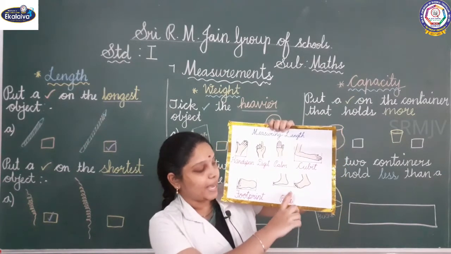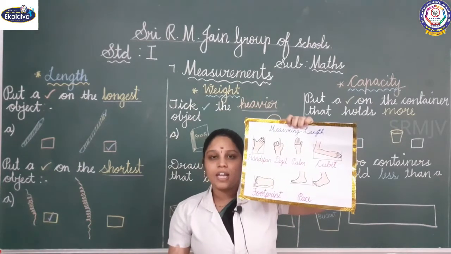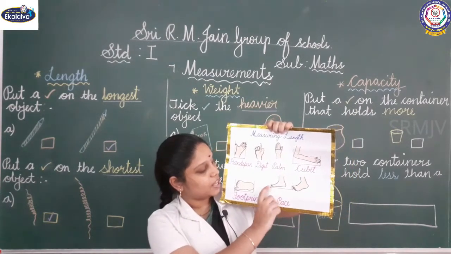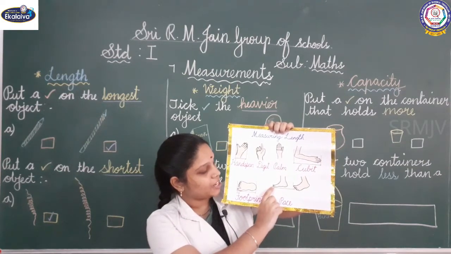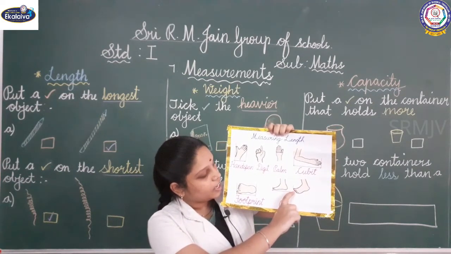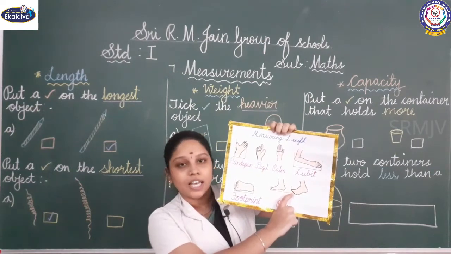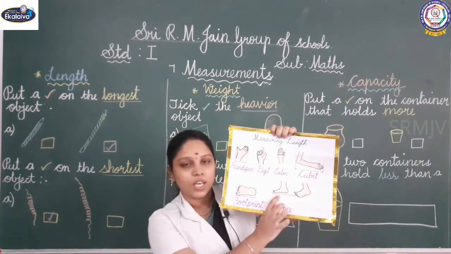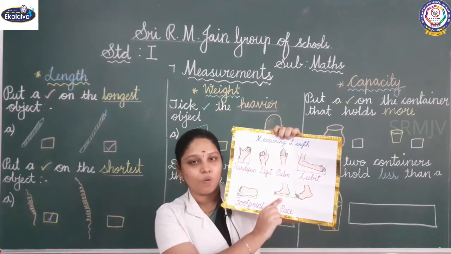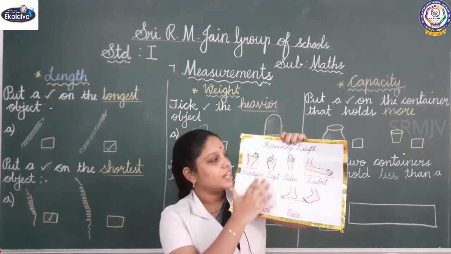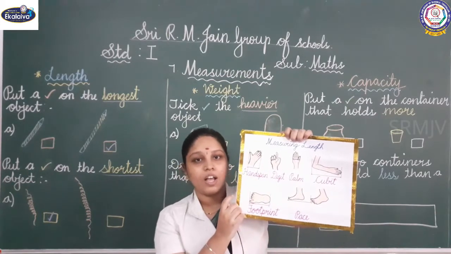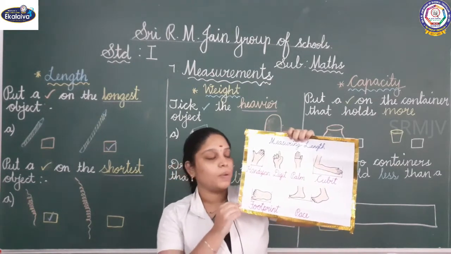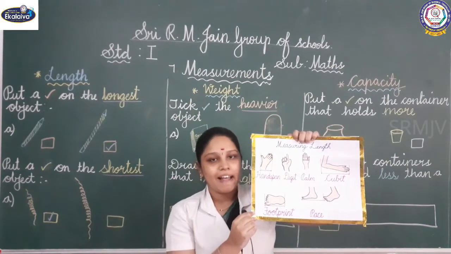Then it's a pace. When we are walking, there is some distance between our two legs. Okay, this is a pace. From the front leg to the starting point of the second leg. Okay, this distance is the pace. With this we can measure the length of the room. Okay, these are the ways of measuring length. Not only the scale and inch tape, we can use some of the body parts to measure the length.